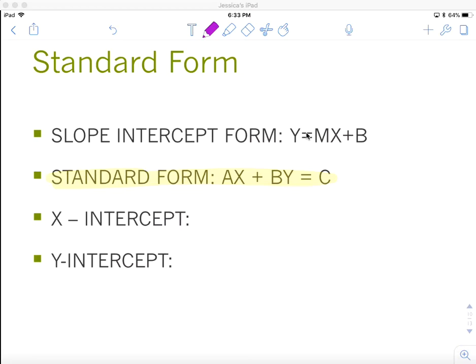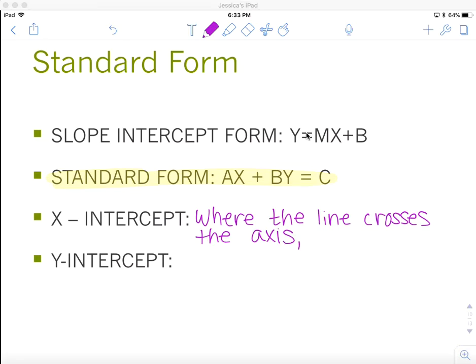The first one is x-intercept. X-intercept is where the line crosses the x-axis. In order to cross the x-axis, that means that y has to equal 0. So if I write this as a coordinate, it would be a number with 0 for y.